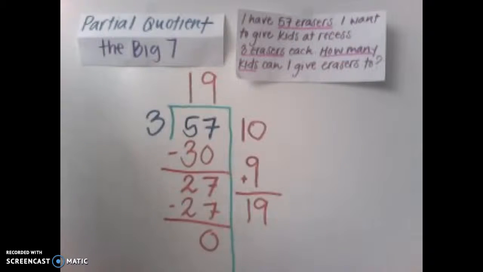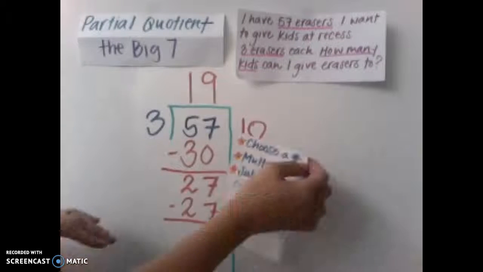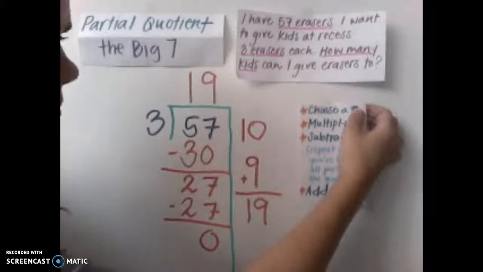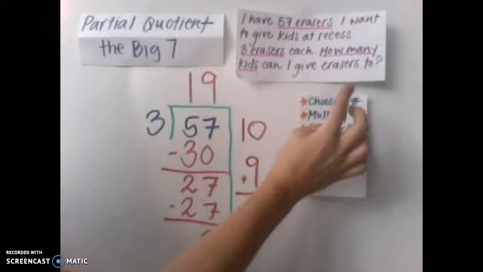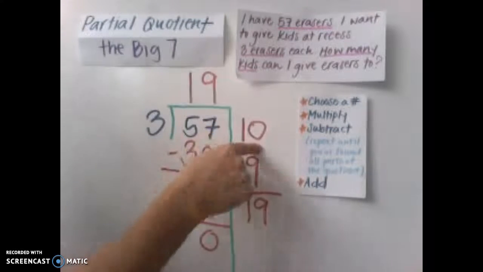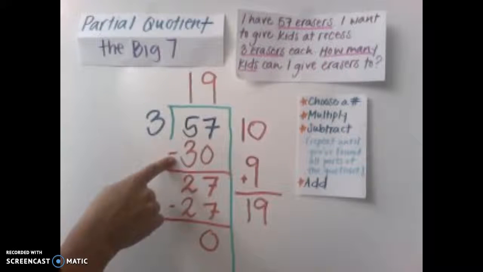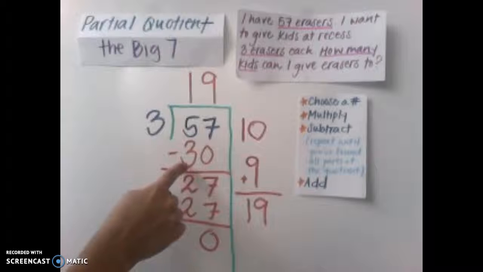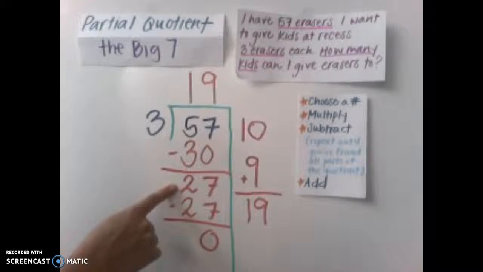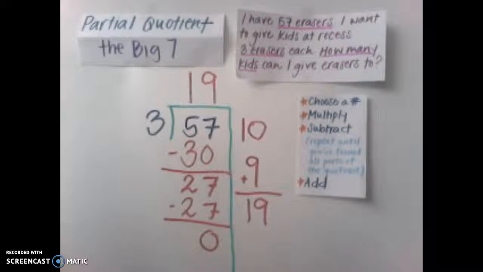Let's do a little bit more thinking about the steps that I did there. I was dividing 3 into 57. First, I chose a number that's easy for me to multiply or work with. I chose the number 10. Then I multiplied that 10 times 3. It's 30. Then I subtracted to see that I still had 27 erasers left. And I repeated that process until I found all parts of the quotient.